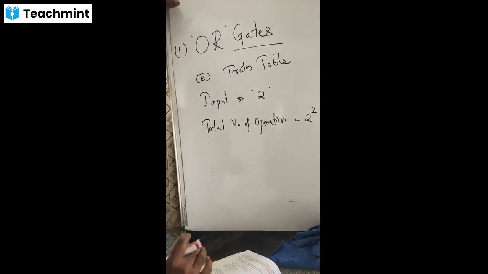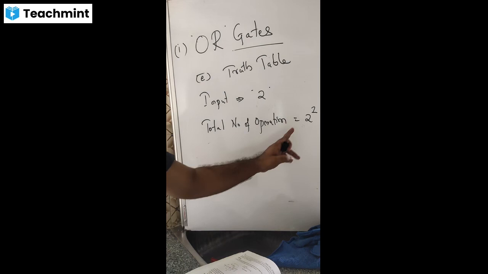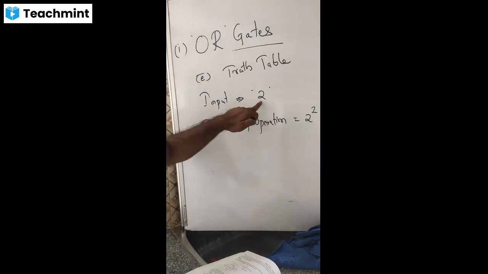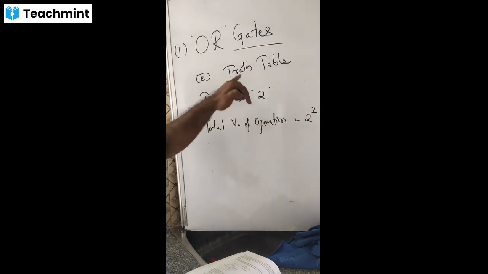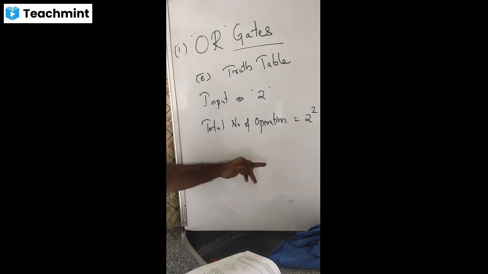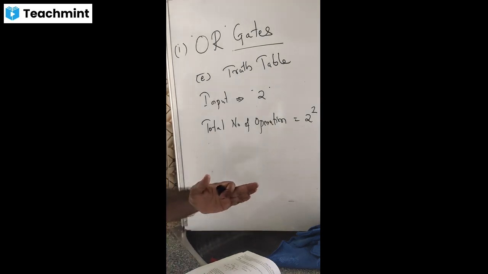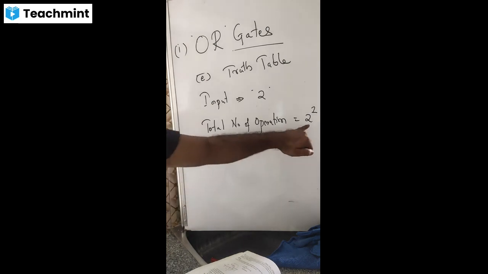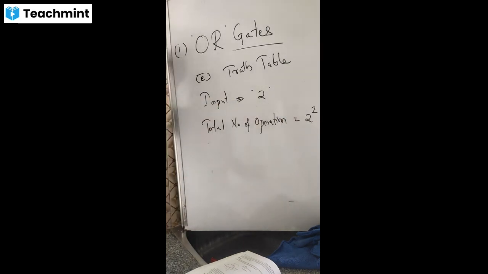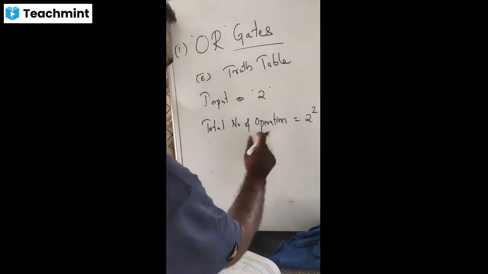That means 4 possibilities come. What I'm trying to say, you are going to have 4 possibilities. Very interesting, you may ask, why did I write 2 raised to 2? Since input is 2, whatever operations you are going to perform use the binary number system. So binary number system base, you know that, is 2. So 2 raised to 2 means it will always be the number of operations.